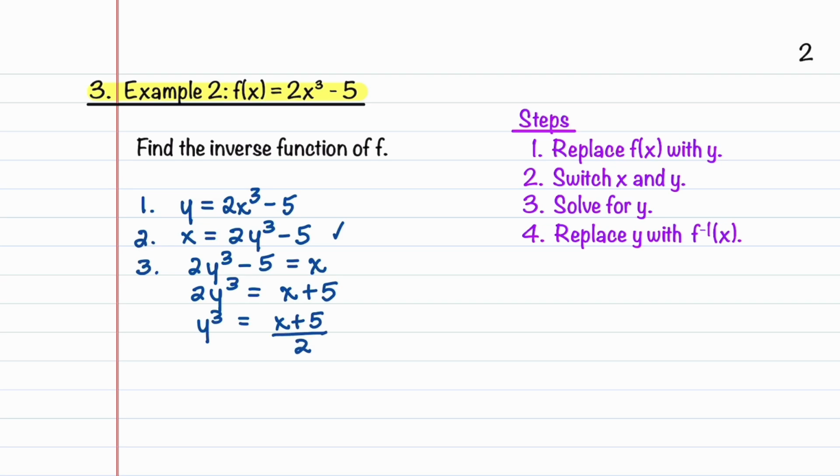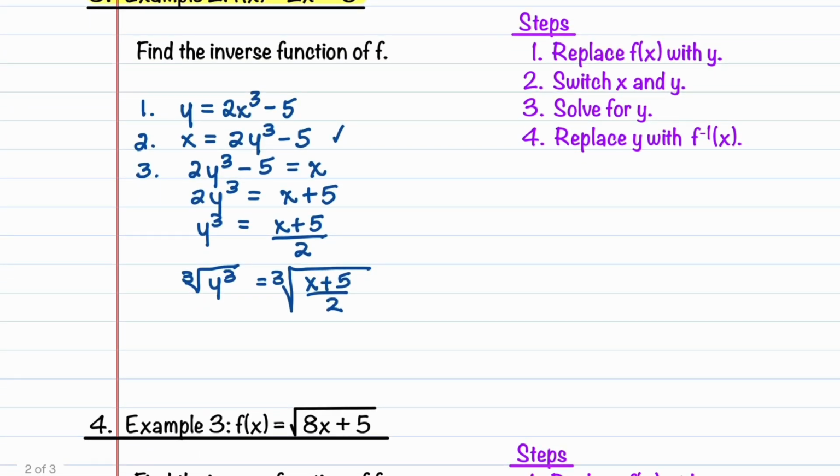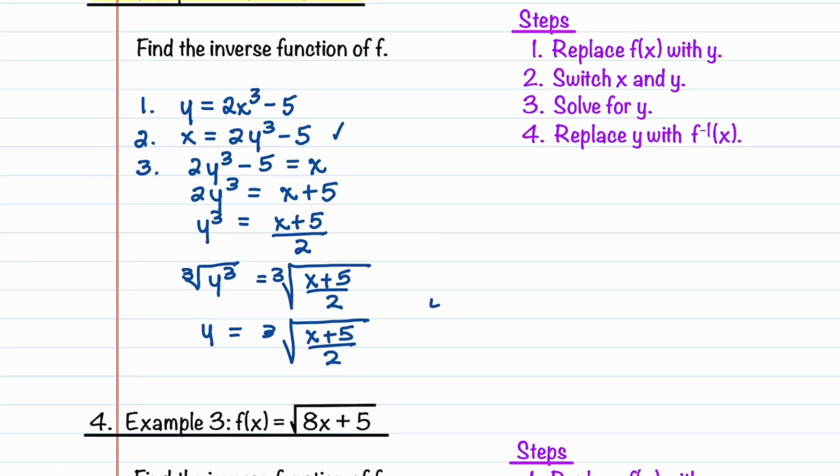And then our final step is we need to get rid of the cube. So if we take the cube root of y cubed, that'll just get y. So on our left, we're going to get y, and on the right, we have our cube root function, the cube root of x plus 5 over 2. And then our last step is to just replace y with f inverse of x. This gives us f inverse of x is equal to the cube root of x plus 5 divided by 2.